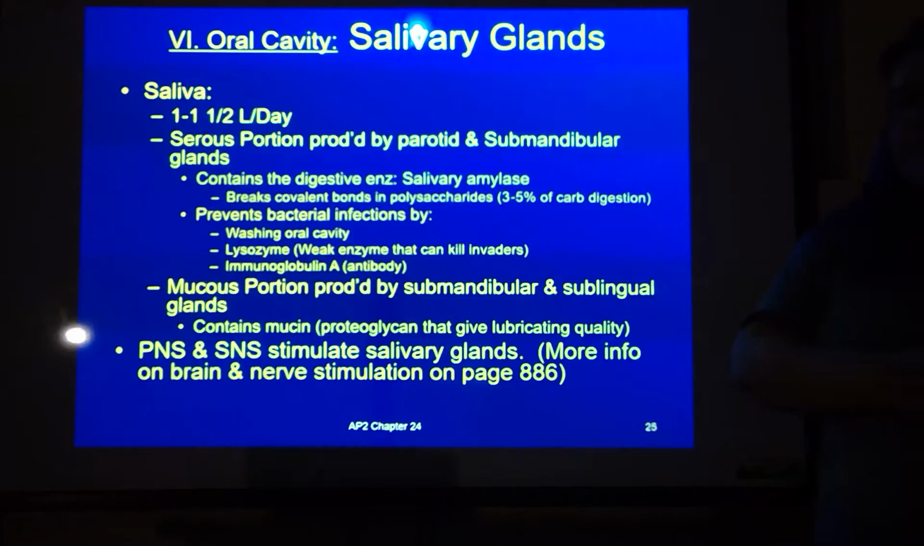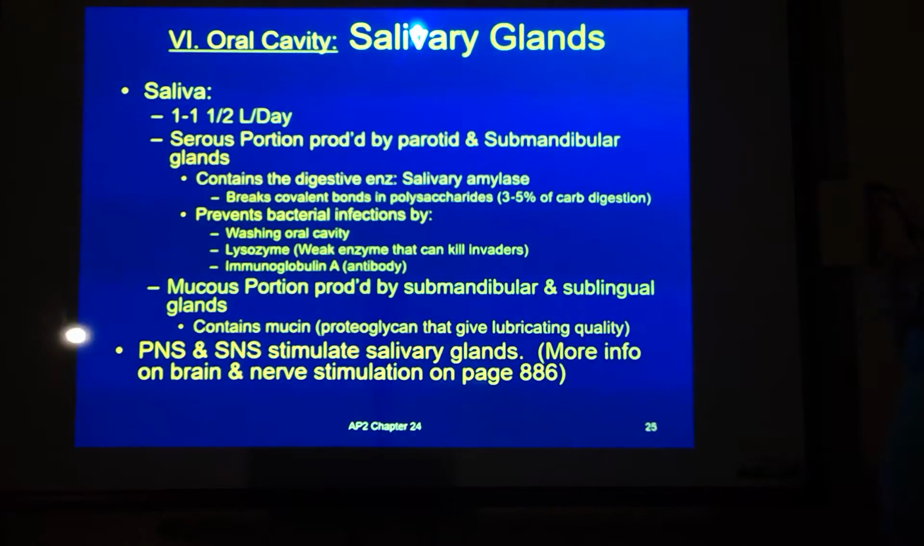So, saliva. We make about 1 liter to 1.5 liters of saliva a day. That's how much we actually make. The serous portion is produced by the parotid and the submandibular glands. This is the liquidy kind that we make, okay? It contains the digestive enzyme salivary amylase.